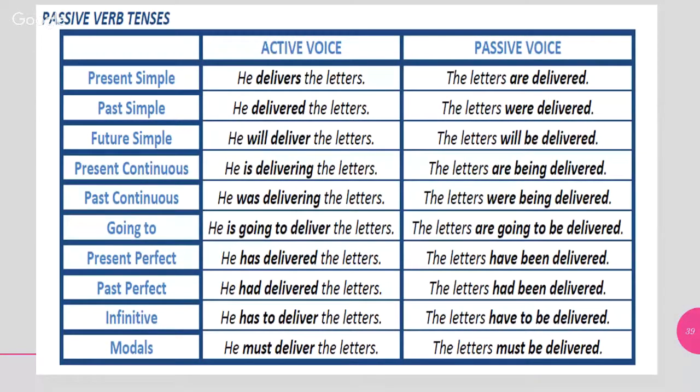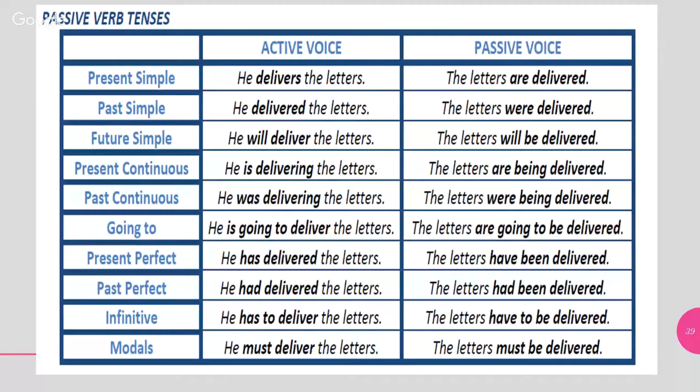He is singular, so with delivers we use the verb in the singular. But because letters is plural, we use the verb in the plural form. The letters are delivered. He delivered the letters. The letters were delivered. He will deliver the letters. The letters will be delivered.